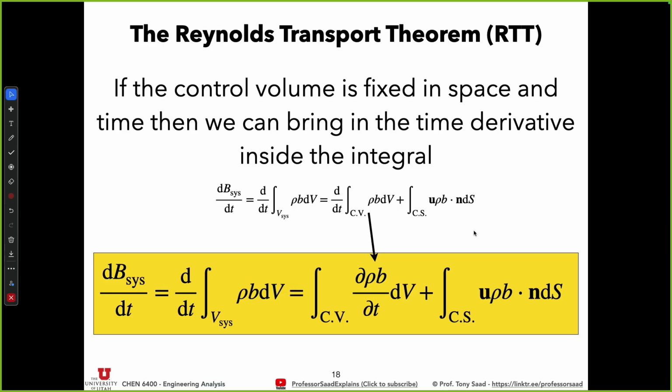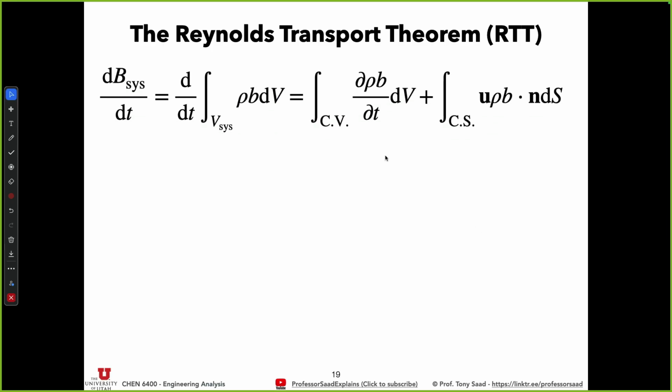So one more step. Now on the right hand side, we have two integrals. One is a volume integral and one is a surface integral. Now remember what we did when we derived the balance equation. We convert everything to volume integrals, right? Because then we can just put them under one integral and make a statement about that.